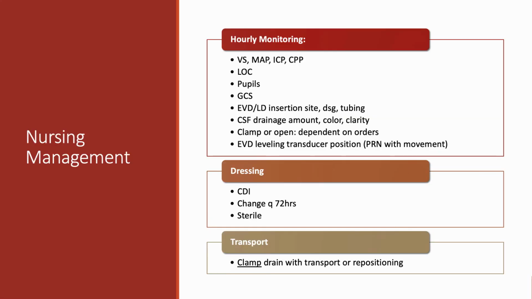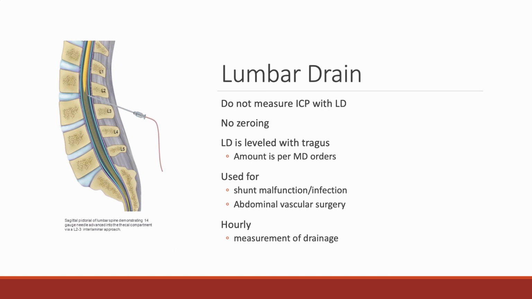When we have somebody with intracranial pressure monitoring, we monitor them hourly with vital signs and mean pressure and cerebral perfusion pressure and ICP. We monitor their level of consciousness and pupils and all the other things listed here. The dressing has to be changed at least every 72 hours or in accordance with your unit's policy and procedure. And for transport, we always clamp that drain, and also when we're repositioning the patient.